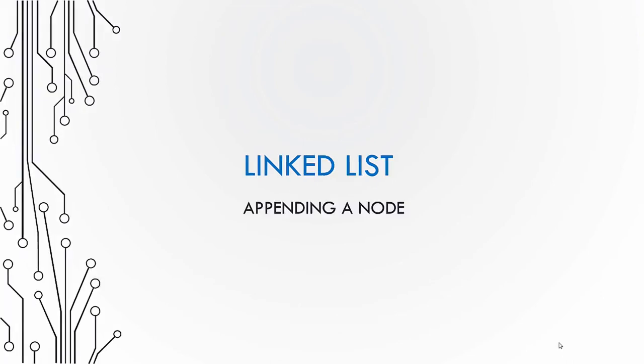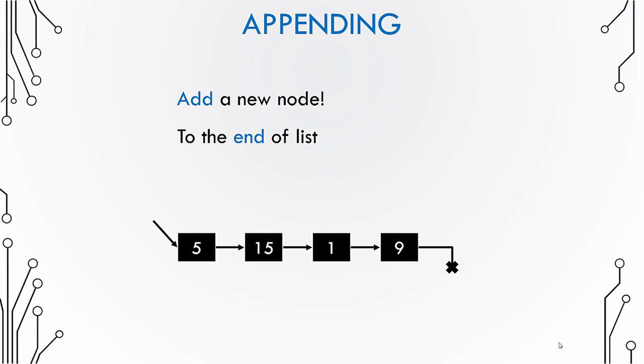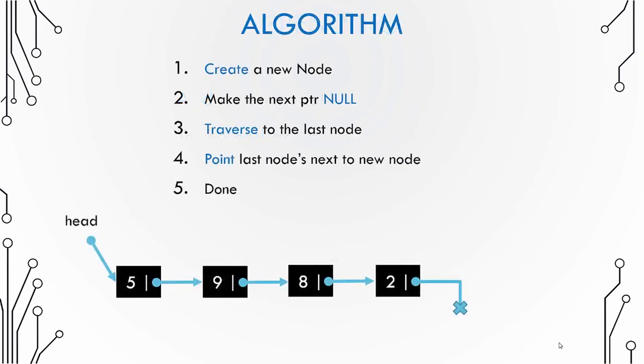Let us understand how we append a node to a linked list in this video. So when somebody says appending to a linked list, it means that they add a new node to the end of the list. So basically the process involves creation of a node and then pointing the last element of the list to that node. Now let us go through the algorithm of appending a node to a linked list along with a step-by-step visualization. So the first step is to create a new node.